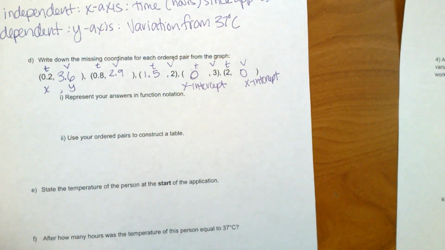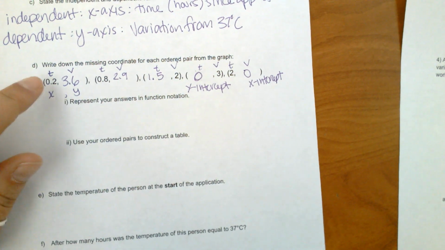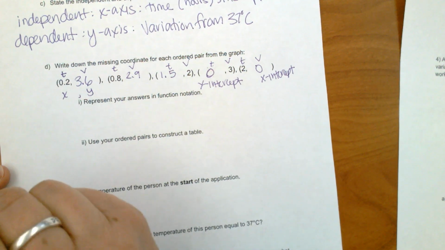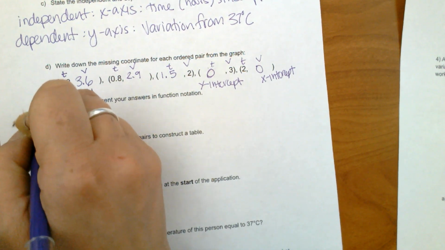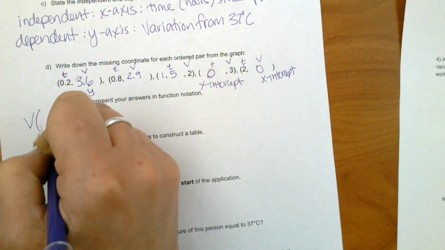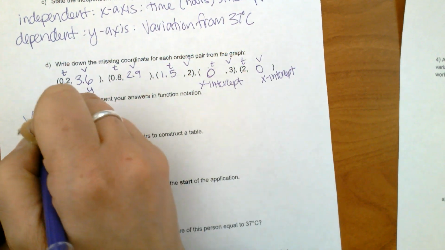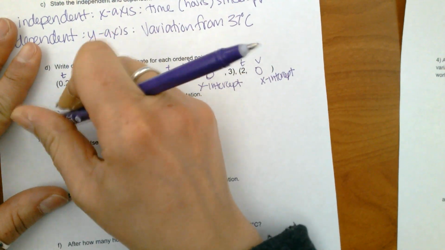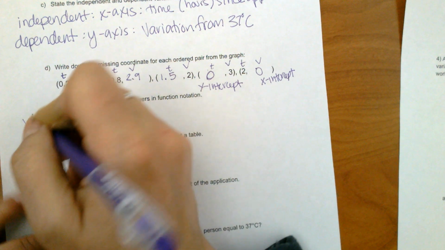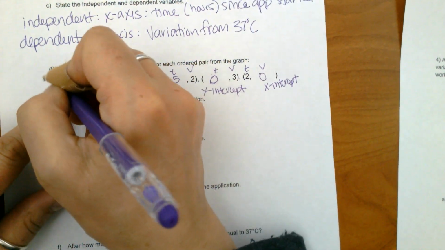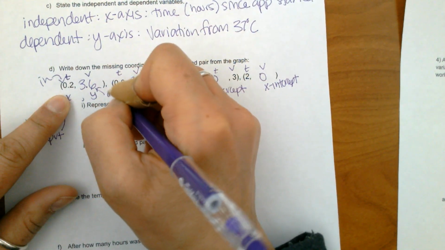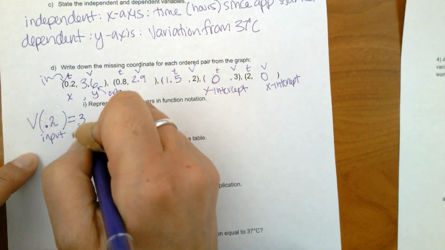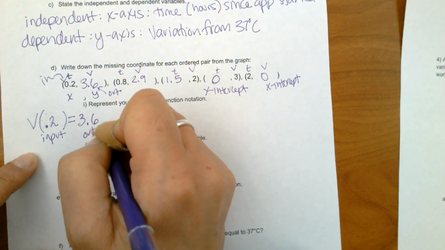Represent your answers in function notation. So what I'm going to do here is transform this to function notation. Function notation is when we write V and we have an input. Our input here is 0.2. I'm rushing because I only have 2 minutes. All right, our input, in, out. So our input is 0.2. That equals our output of 3.6.